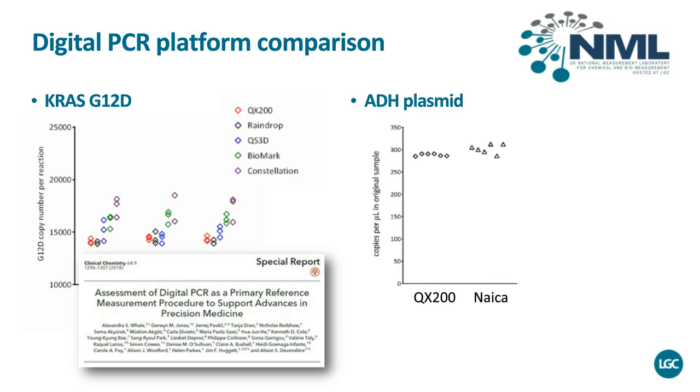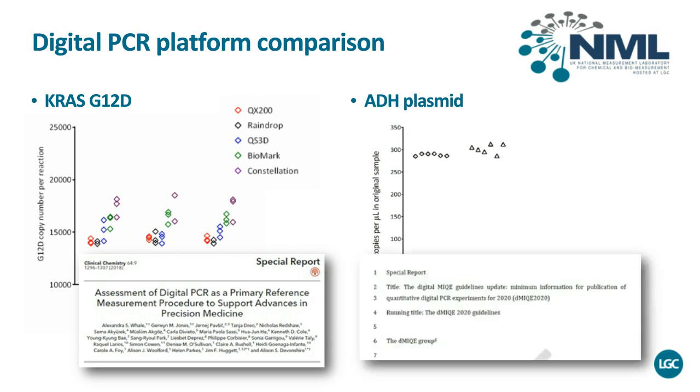But in the next month or so, we're looking to publish an update to the dMIQE guidelines. So that's dMIQE 2020. And of course, in this we include the Naica system from Stilla, which is now part of our lab. And this is just a comparison here between the QX200 from Bio-Rad and the Naica system. And we can see that they're very, very close. And in fact, there's actually only about 2% difference between the measurements. So as expected, the digital instruments agree closely, and then this is just a snapshot of the special report, so the dMIQE 2020 update.